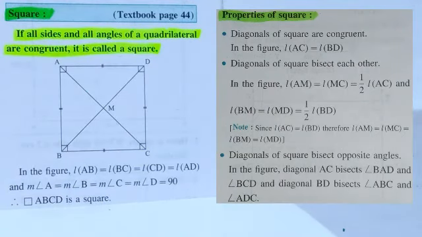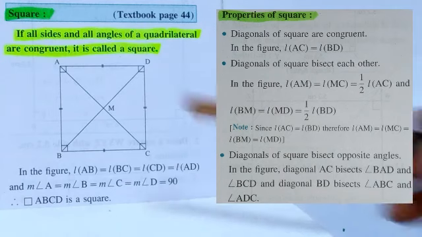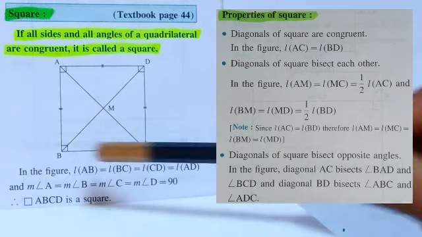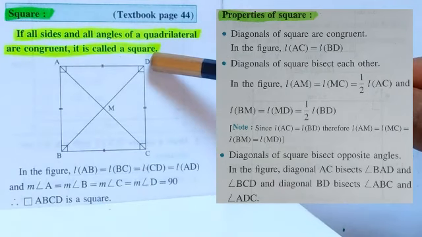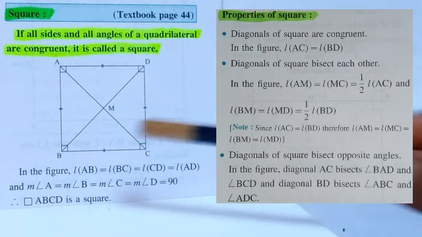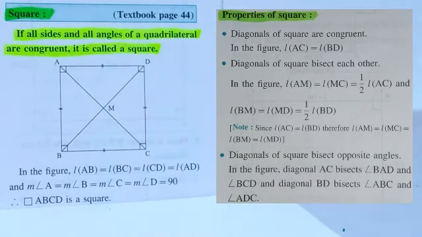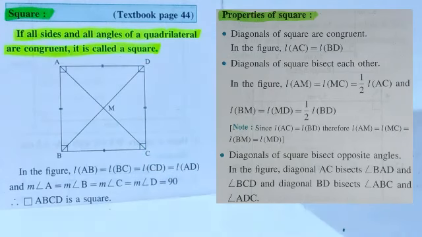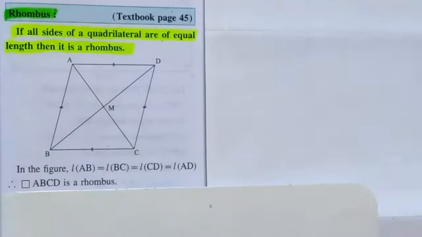Another most important property is that the diagonals of a square bisect the opposite angles. It means that in this figure, the diagonal AC is bisecting angle BAD and angle BCD. In a similar way, the diagonal BD is bisecting angle ABC and angle ADC. If you want, you can take a screenshot which will help you to write the properties, definition and figure of the square in your notebook.